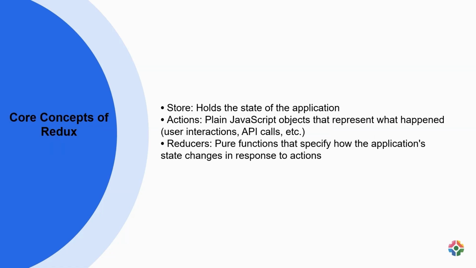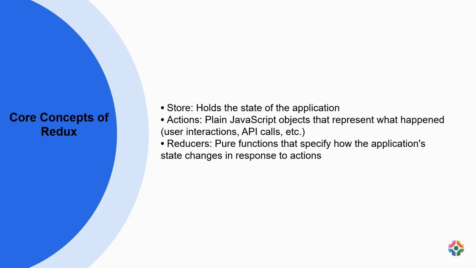In Redux, the store serves as the centralized location for the application's state. Actions are objects in plain JavaScript that depict events like user interactions or API calls. Reducers, as pure functions, define how the application's state is altered when actions occur.